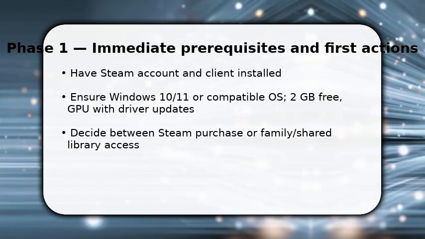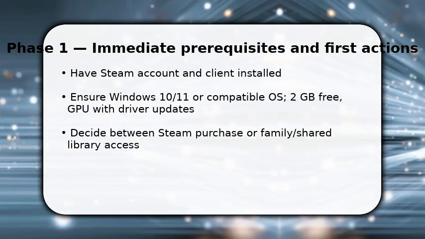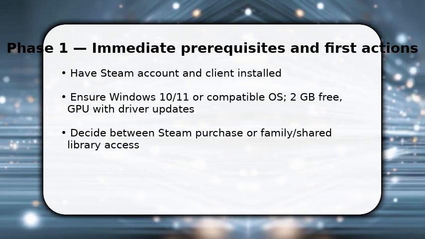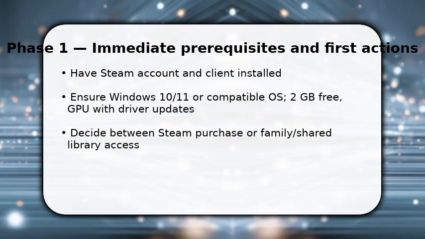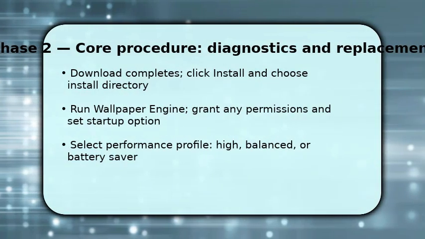Then, open the Steam store, search Wallpaper Engine, and click Buy or Request Access. This kicks off the download process immediately. Once the download finishes, click Install and pick an install folder with sufficient space. You will run the app for the first time setup.